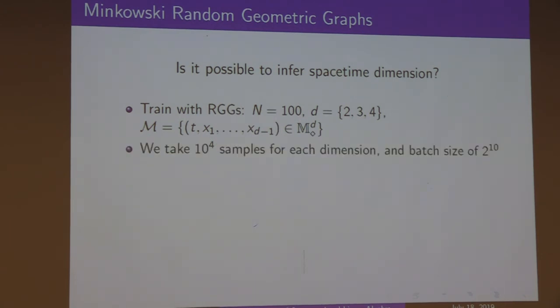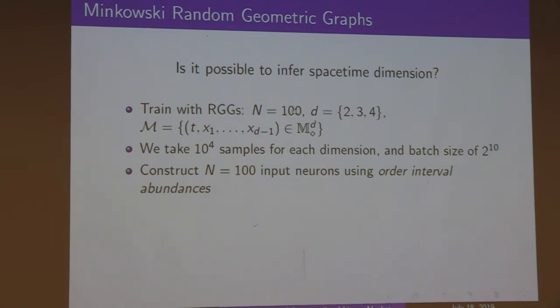We take about 10,000 samples for each dimension, a batch size of about 1,000. We use 100 input neurons, and the reason we do that is because n equals 100. And we use these order interval abundances in the graph. What I'm using to train it is a bunch of subgraphs, the abundance of subgraphs. So if you can see this, what I'm looking for is the number of these lengths. I guess you guys can't see very well. Let's see.